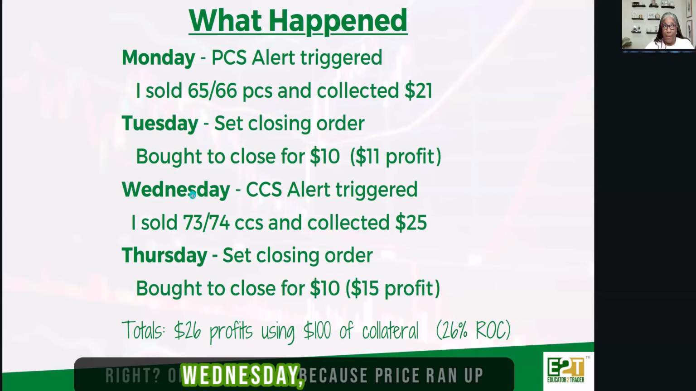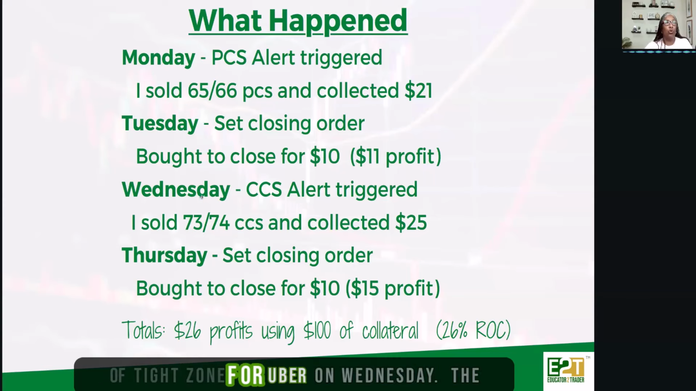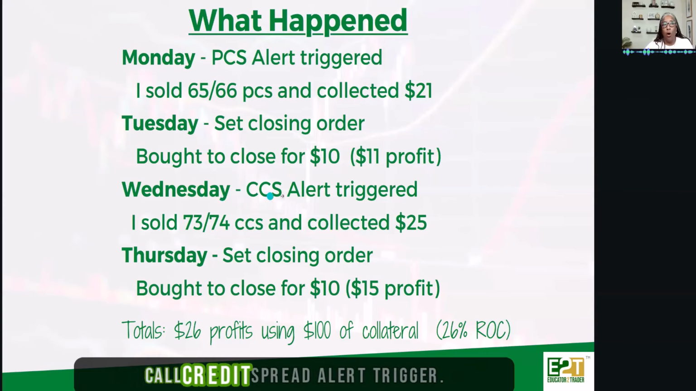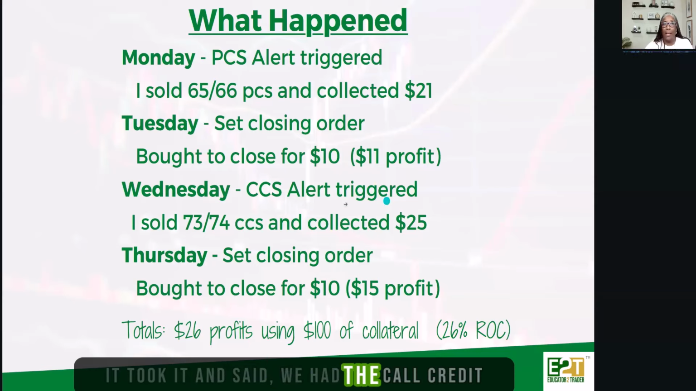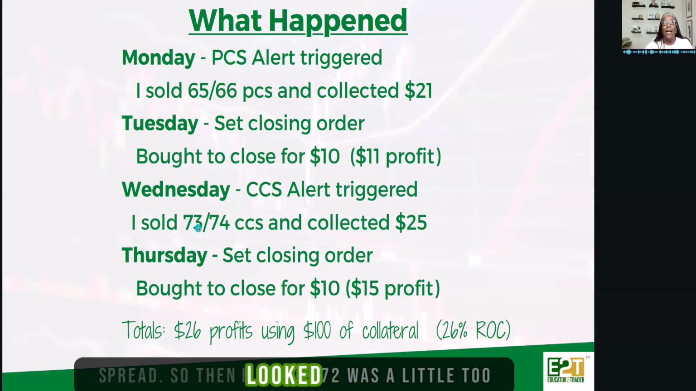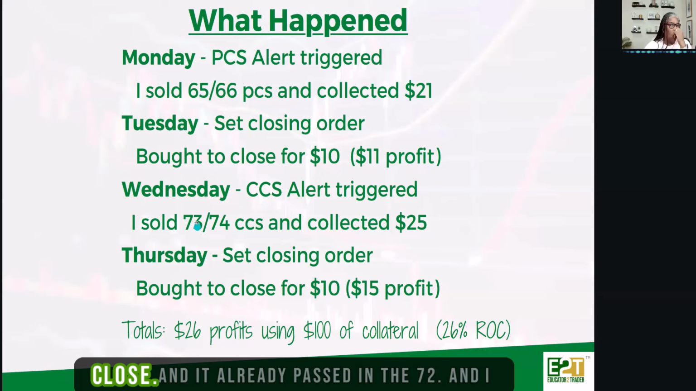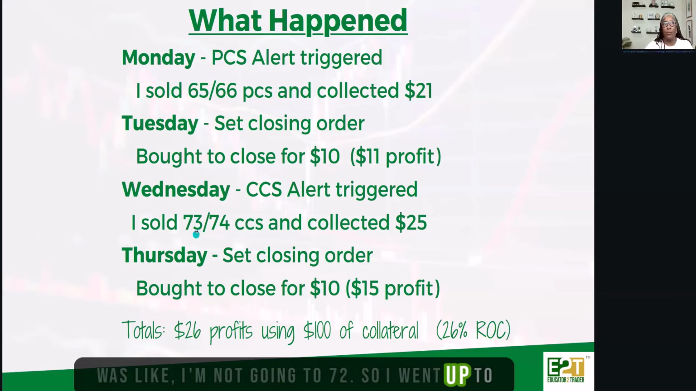On Wednesday, because price ran up from that support, and we were in a kind of tight zone for Uber, the call credit spread alert triggered. It said, we're at the call credit spread. So then I looked, and 72 was a little too close. It had already passed into 72. I said, I'm not comfortable with 72. So I went up to 73.